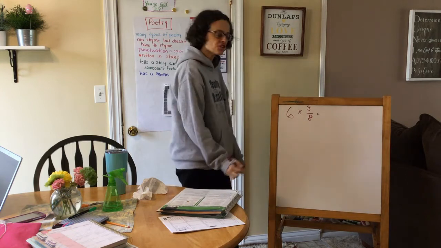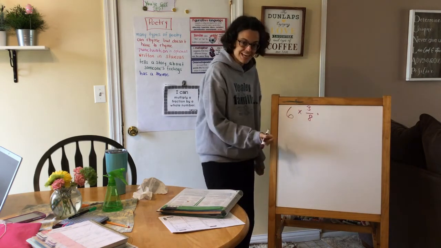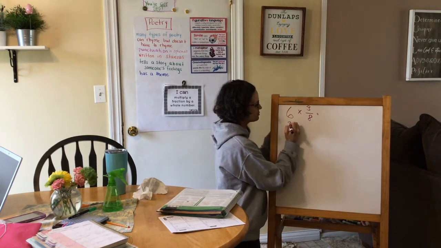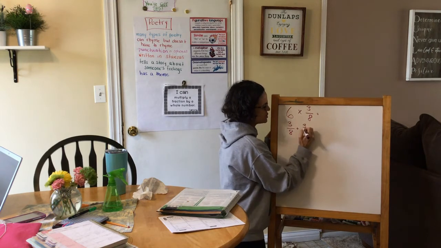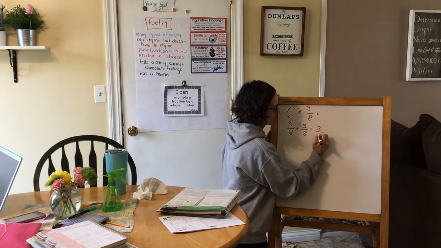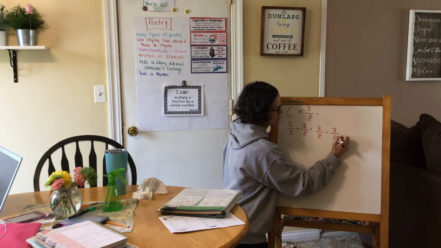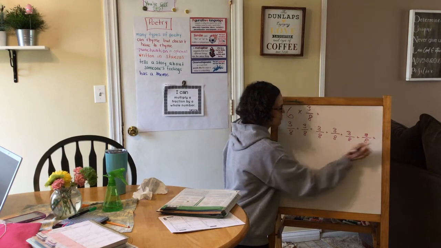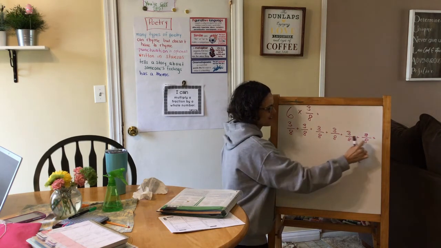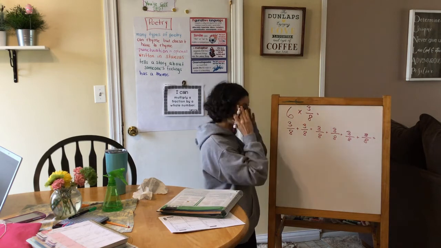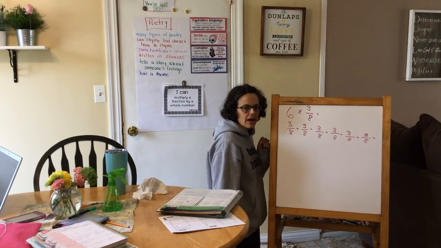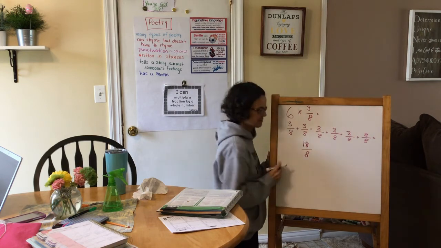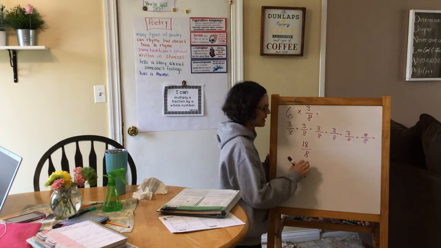All right, did you think of it as 6 groups of 3/8? So we need to have 6 groups of 3/8. So here we go. Here's 1, 2, 3, 4, 5, 6. Let's double check. 1, 2, 3, 4, 5, 6. Okay, so we have 6 groups of 3/8. When you add all that up, what do you get? You should have gotten 18 eighths.